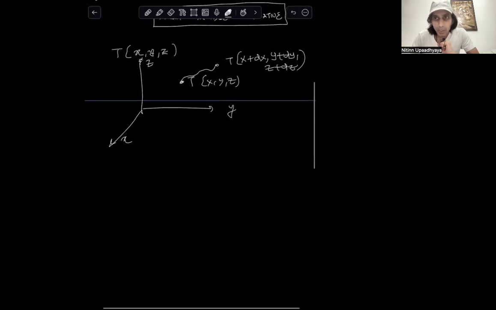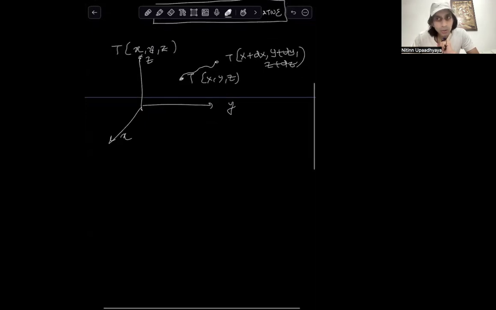And if I were to ask you the question, how would you write down the change in the value of the temperature as I move from point x, y, z to the neighboring point x plus dx, y plus dy, and z plus dz? How do you think you'll do that? Why don't you pause the video for a moment and then come back and see if we agree with our answers?